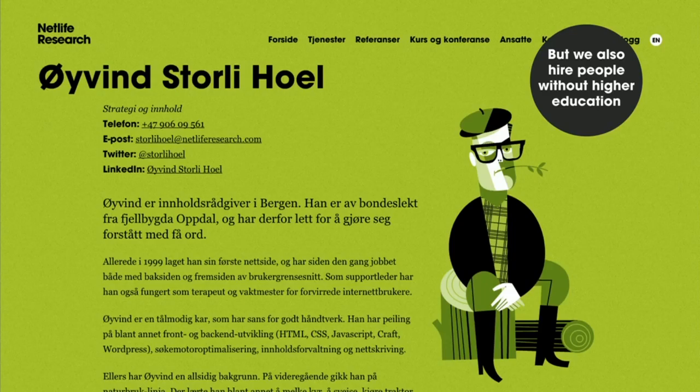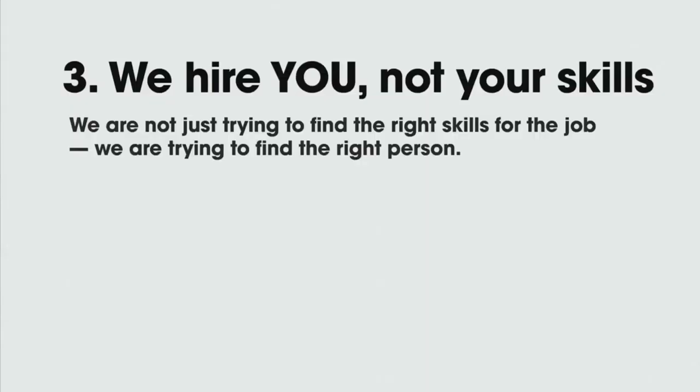And that gives me a bridge into my third point: we hire you, not only your skills. So the person, the capabilities. We are not just trying to find the right skills for the job, we are trying to find the right person. You don't necessarily have to be likable, but you have to come through as a person that we would think of as nice and good to work with, because that's a big part of the job. At least in our company, we love our work, we love our colleagues, and we spend a lot of time at work. So we have to be a person that's easy to work with.